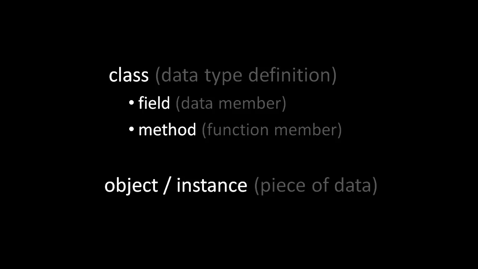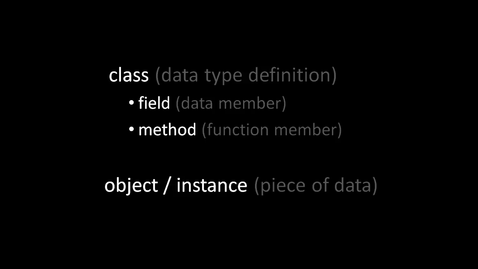And note that term instance. When we create a class, the class itself is just a blueprint for creating actual pieces of data. The actual pieces of data themselves are called instances, or more generically and more confusingly, often called objects, hence the term object-oriented programming.